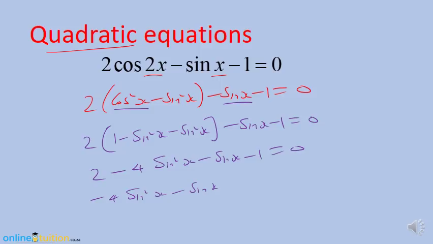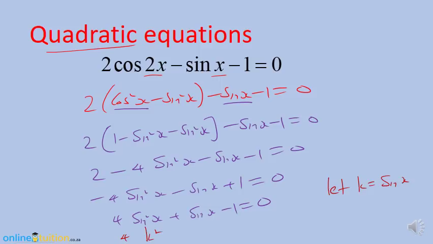And what is 2 minus 1? 2 minus 1 in my life is 1. Multiply throughout by a minus sign. You get 4 sine squared x plus sine x minus 1 equals 0. Haha! And this is exactly the problem that we looked at previously. The form is the same. And so what do I mean by that? Well, if I let k equal sine x, then this problem now transforms to 4k squared plus k minus 1 equals 0.